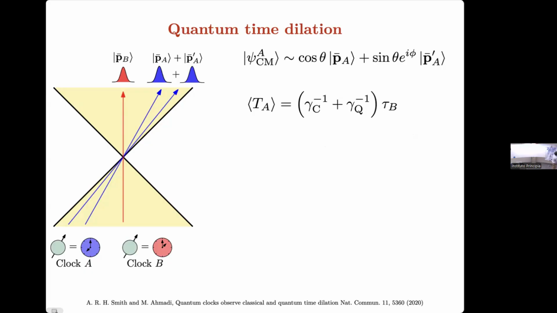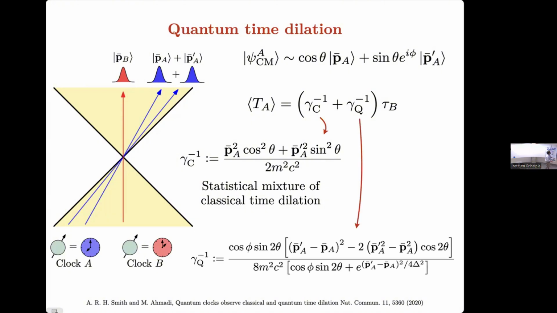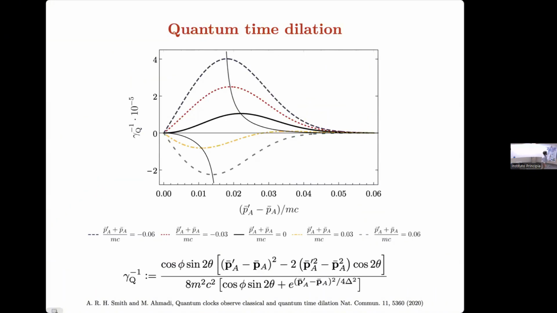And there's two terms. The first is this gamma C, which is just a mixture of the classical time dilation you would expect to see from the clock if it was moving at either P bar A or P bar A prime. This is the classical contribution. And then this is the quantum contribution that depends on the relative phase phi. Okay, so it's a little bit messy here. I'll make a plot on the next slide, but the point is that the average time seen by clock A now picks up this part that depends on the coherence between these two wave packets.